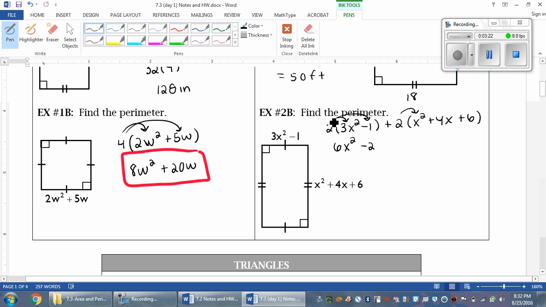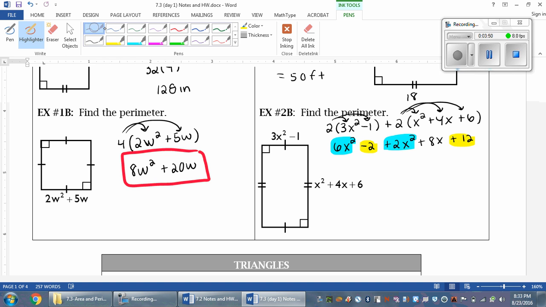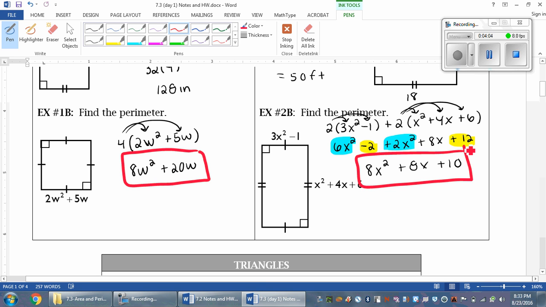Then I'm going to distribute this 2 to the second parenthesis. 2 times x squared is positive 2x squared. 2 times 4x is 8x. And lastly, 2 times 6 is 12. If you notice, I have some like terms. I have 6x squared and 2x squared, as well as negative 2 and positive 12. 6x squared plus 2x squared is 8x squared. We have positive 8x. Negative 2 plus 12 is positive 10. So that is my perimeter.